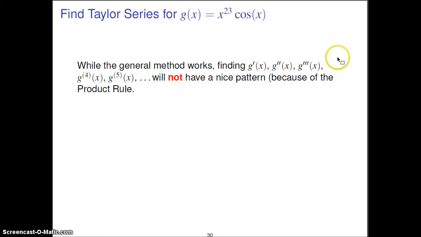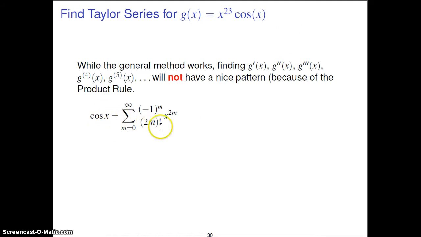Welcome back. Like before, if you wanted to find a Taylor series for x to the 23rd cosine of x, finding a bunch of derivatives is not the right way to go, because the product rule is going to really mess with this. And so, I mean, just try it. Try writing out the third derivative, and it's just going to be a bit of a mess. So using that general method, or that method 2 as it was called, is nice only when you can find a nice pattern for the derivatives, and this is not the one. So what do we do here?